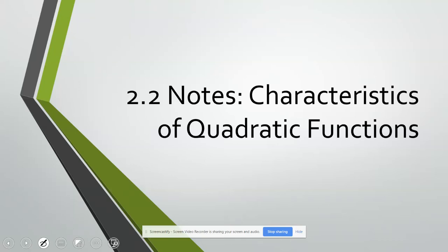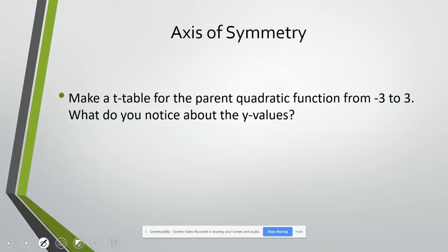Welcome back, everyone. We're continuing on in Chapter 2, talking about our quadratic functions and some characteristics of those quadratic functions. Remember, our parent quadratic function is f of x is equal to x squared. So we're going to talk about a part of our parabolas that will help us draw our parabolas in the future, and it's called an axis of symmetry.